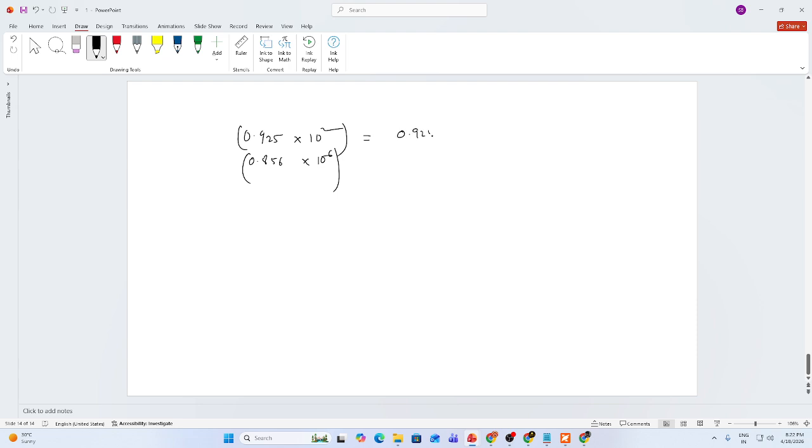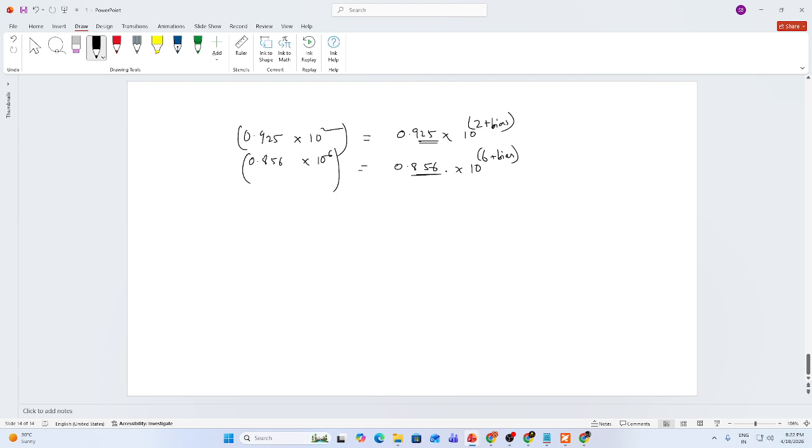While storing, I do biasing. For example, this I store as the exponent, and this I store as the mantissa. Similarly, in this case, 0.925 is the mantissa and 0.856 is the mantissa. So 6 plus bias is what I store.